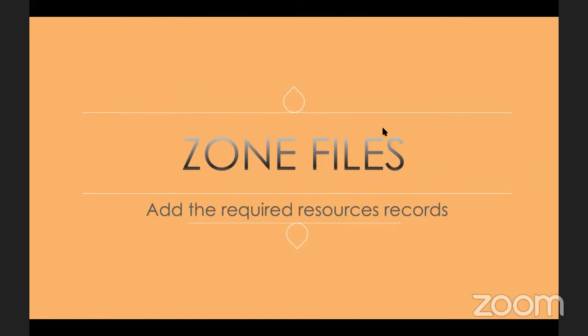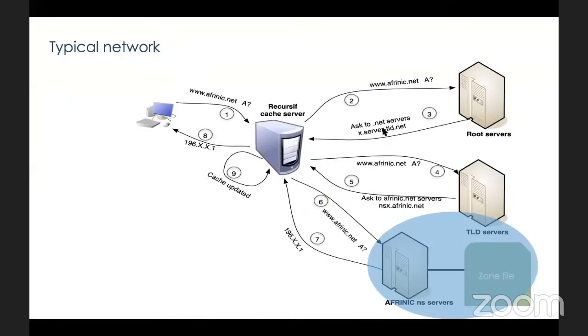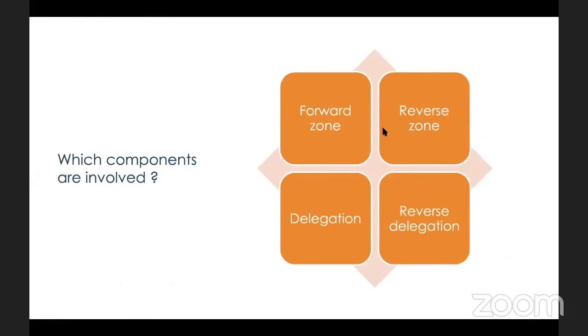Let's go into the zone files where we need to add the required resource records. This time, according to our diagram, we are working here, on some files stored in our servers. Which components are involved here? We have the forward zone, the reverse zone. We have to do a kind of delegation, or a reverse delegation.